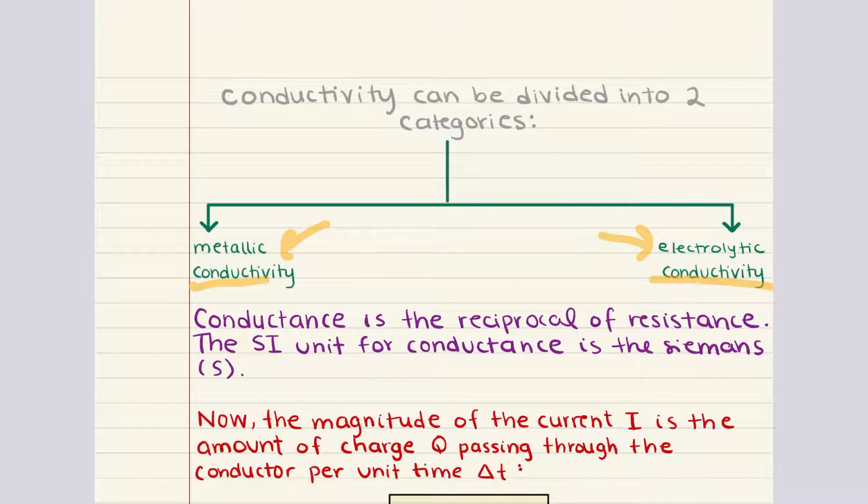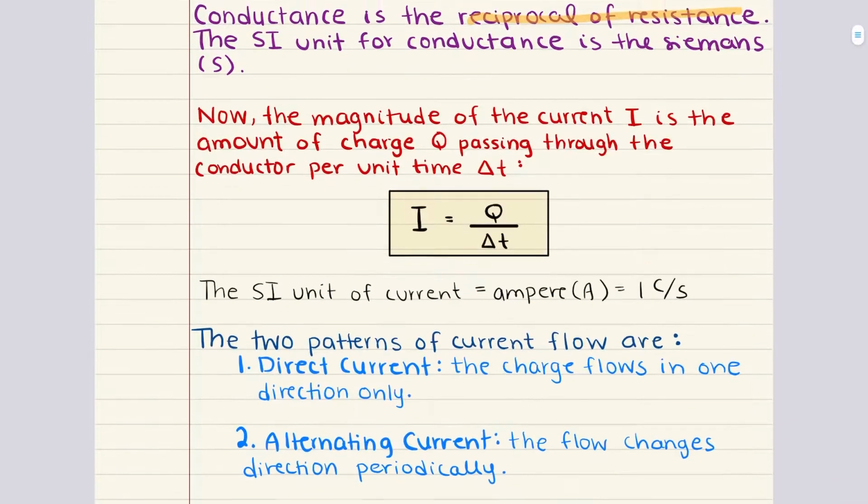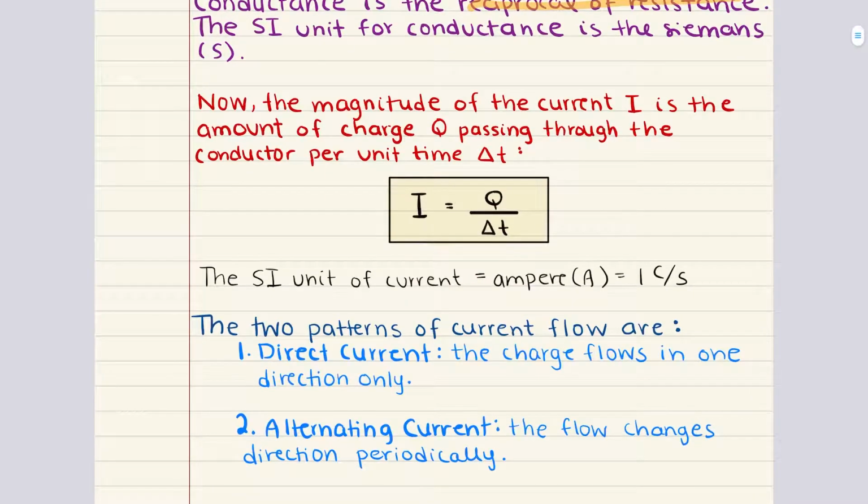Now, conductance is closely related to conductivity, and it's defined as the reciprocal of resistance. In other words, a material with high conductance allows current to pass through it easily, while high resistance limits the flow. And the unit for conductance is the Siemens. Very unfortunate name, but it is what it is. Now, let's formalize our understanding of current.